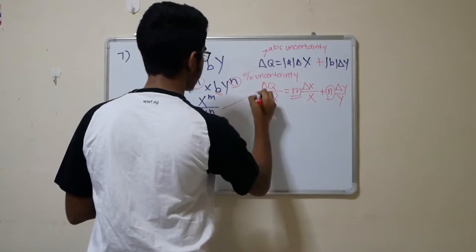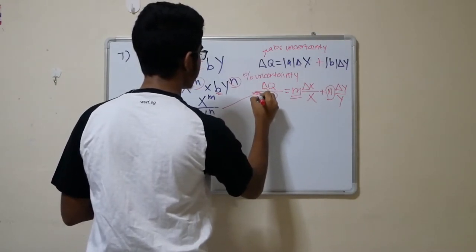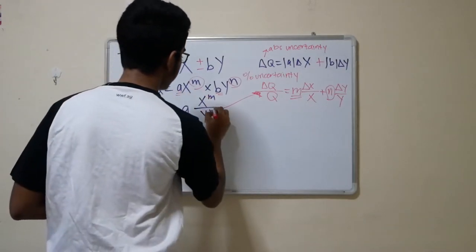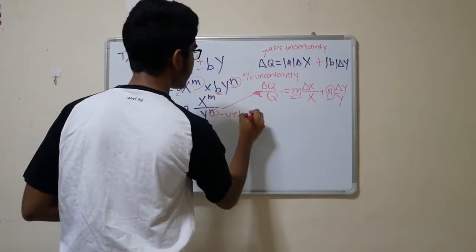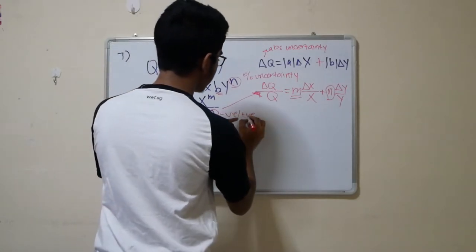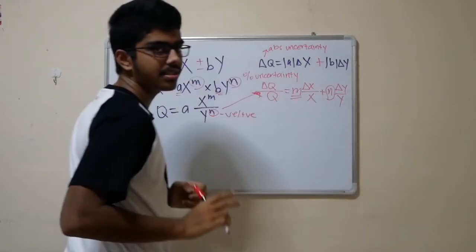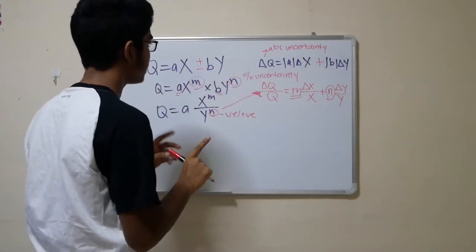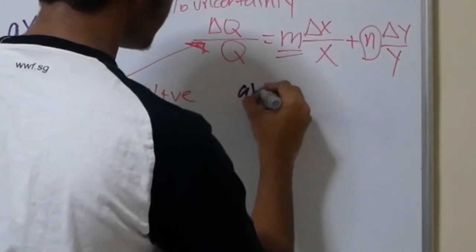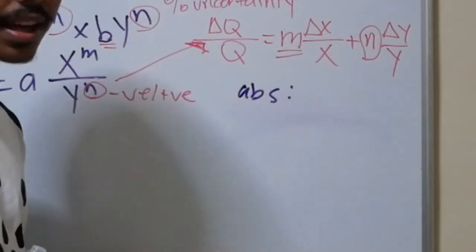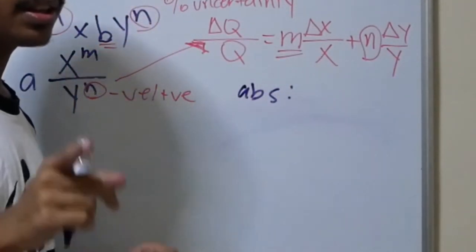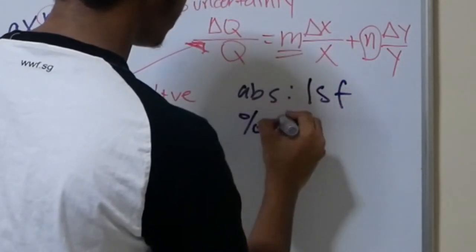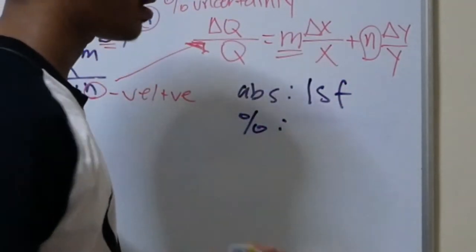This thing and this thing have the same uncertainty, right? Regardless of n being negative or positive, you just substitute that negative or positive number right here. That's all they will ask you. And most importantly, people forget this point. Absolute uncertainty: is it 1SF or 2SF? It is 1SF, one significant figure. Percentage uncertainty: is it 1SF or 2SF?